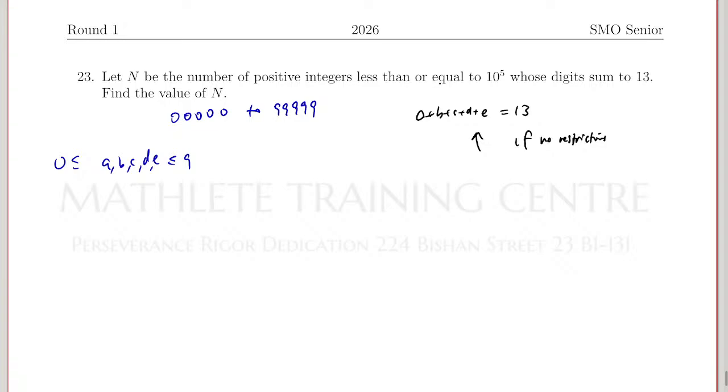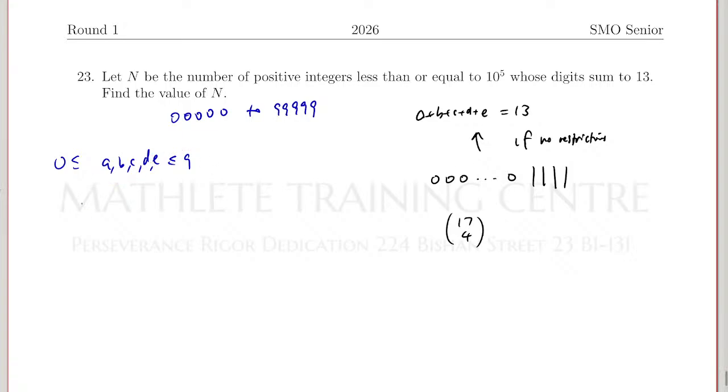So this one, if no restrictions, how many ways are there? If it's just positive, and you don't have the upper bound, then it's very simple. By stars and bars, we put 13 stars down, we put 4 dividers, we arrange them in a row. What do you have? Exactly 17 choose 4, if no restrictions.